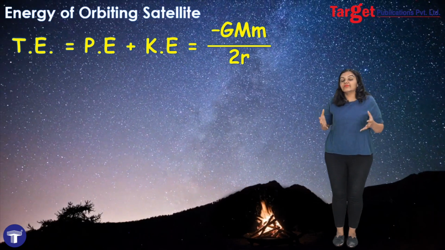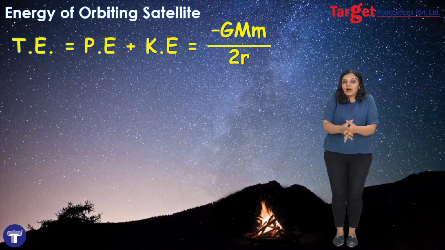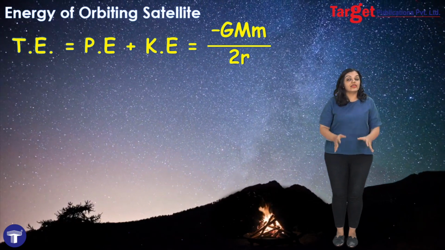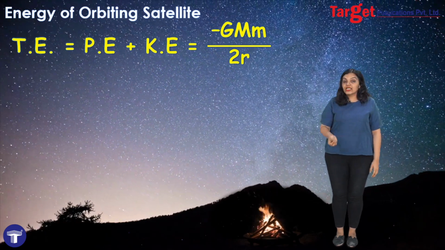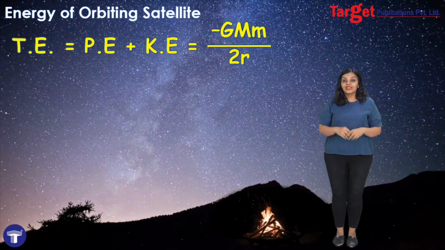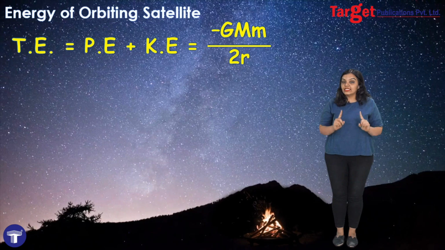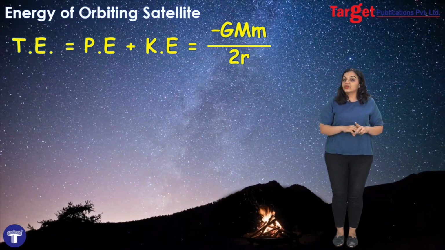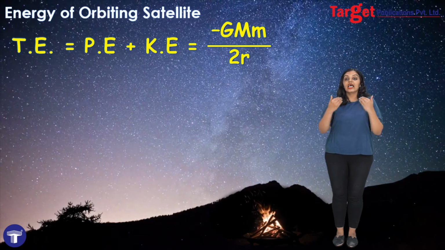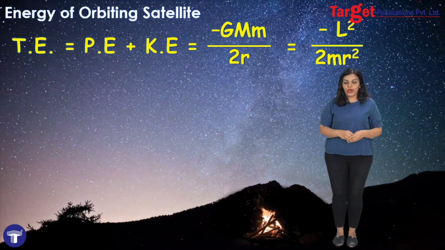If the total energy comes out to be negative, it means that it is bound to the gravitational influence of the Earth. As long as this total energy is negative, you can be sure that this object will not escape the gravitational influence of the Earth. So this negative sign is not a small deal. Again, I have written this also in terms of the angular momentum, and the total energy comes out to be minus L square upon 2mr square.